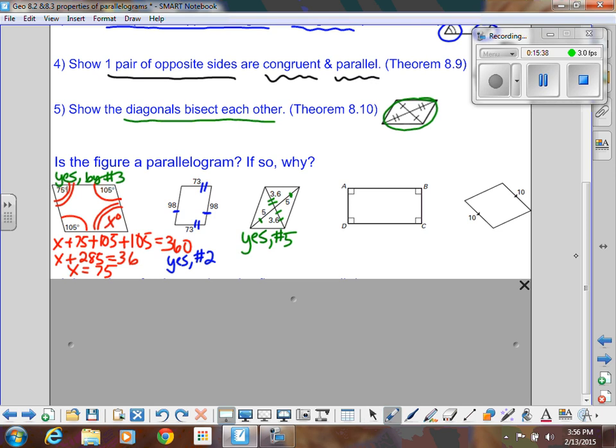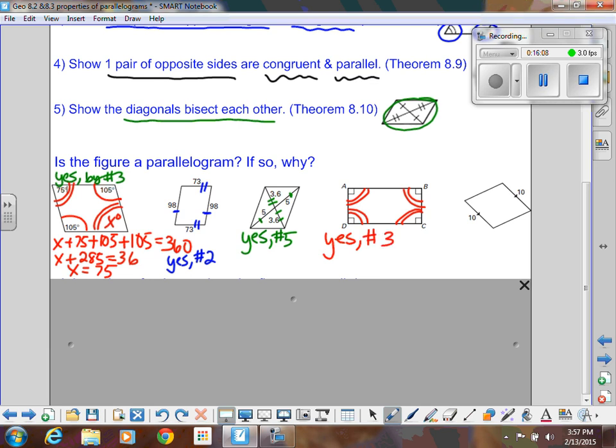In this 4th one, these are all right angles. We don't have anything that says all right angles, but we do have something with angles, and that says if opposite angles are congruent, then it's a parallelogram, and notice they are. Actually these are all congruent, but I was showing you that even if they're all congruent, then opposite angles are congruent. So we're going to say yes, this is by number 3.